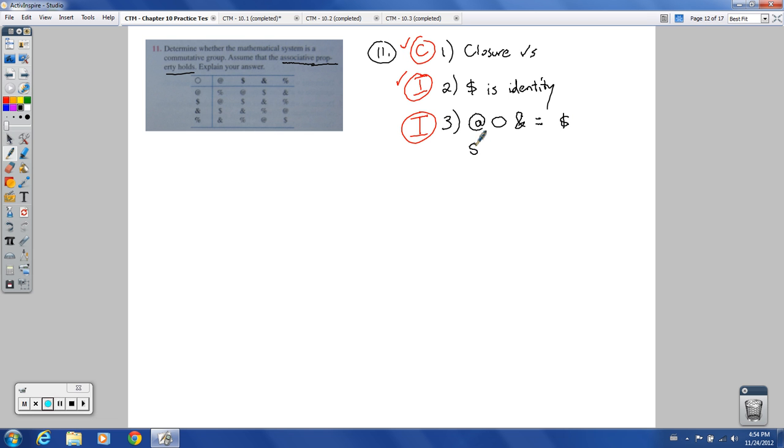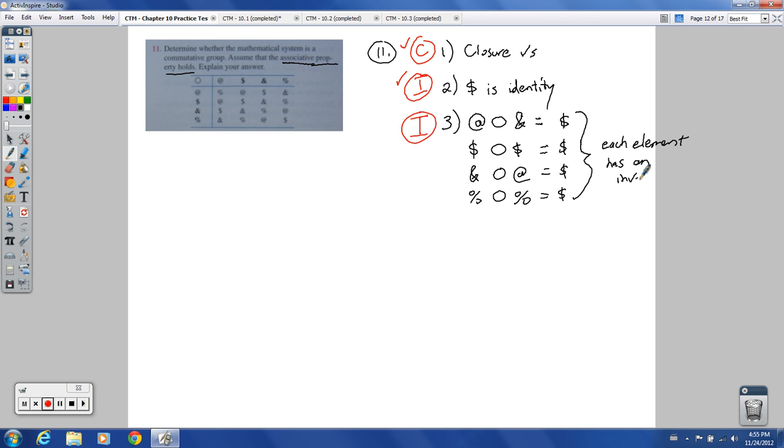And so I need to do that with each one. $ sign circle, ampersand circle, and percent symbol circle. It's supposed to equal, if this is going to hold, I need to fill in the blanks there, what gets me to the $ sign. So $ sign gives me $ sign. Ampersand, @ symbol, gives me $ sign. And percent gives me $ sign. So each element here has an inverse. So the inverse checks out. That is good to go.